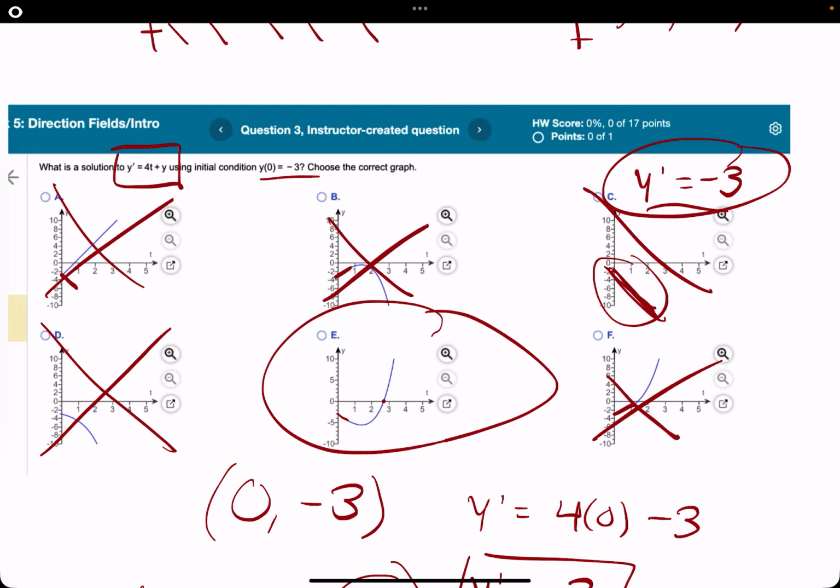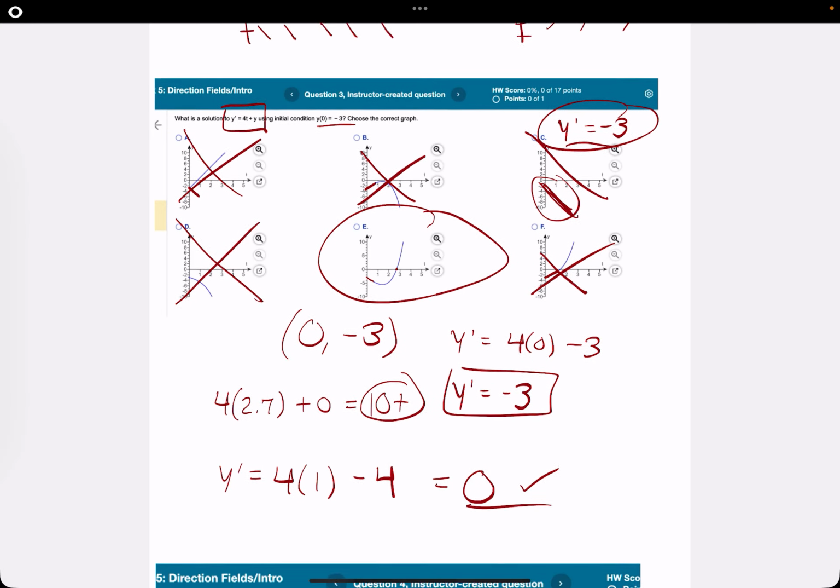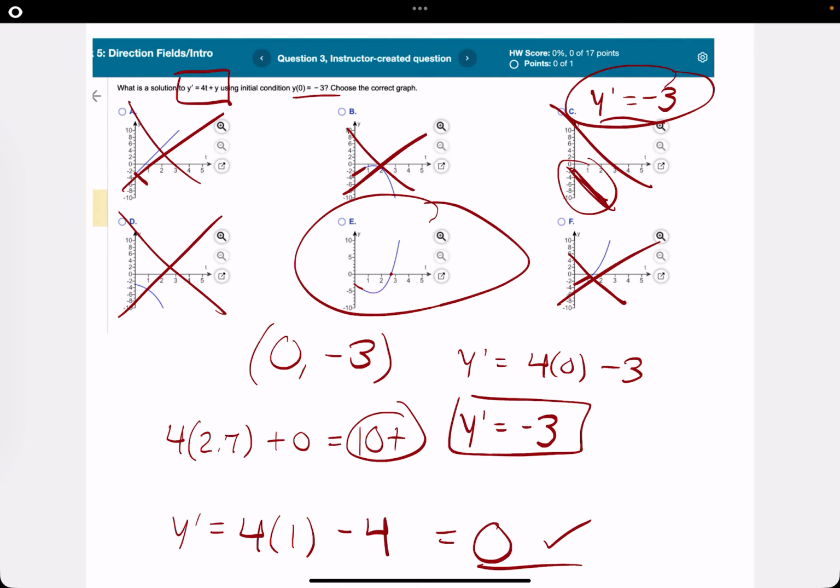I'll be honest, this is not a great question because we're not given more information about the points. It's a very guess and check process of elimination question, but I believe E would be the answer here.